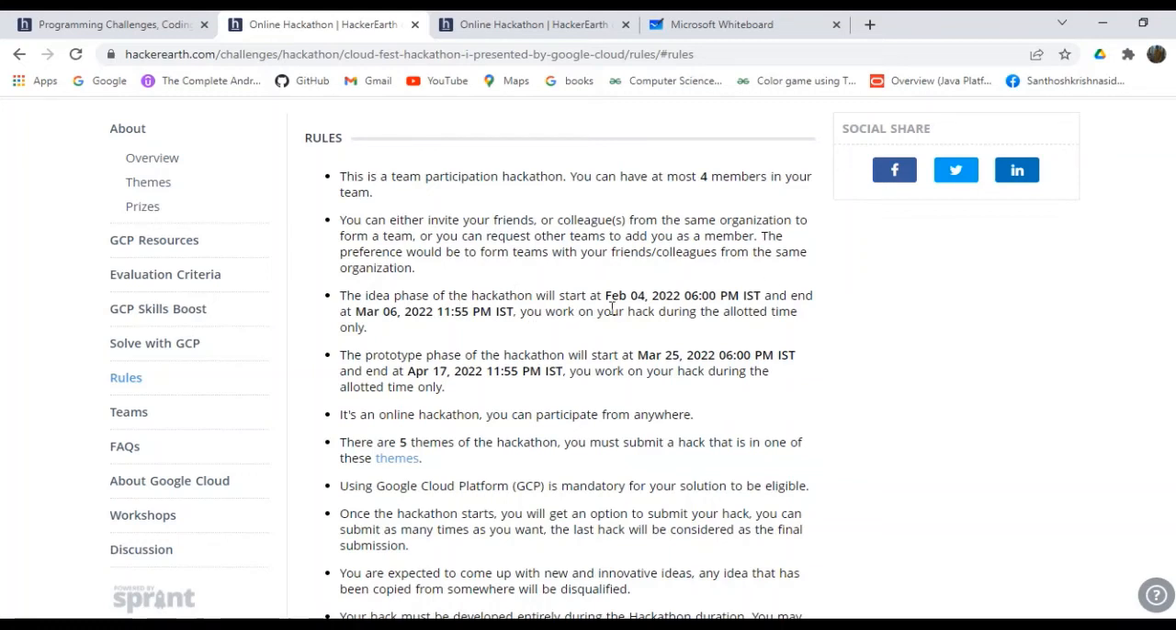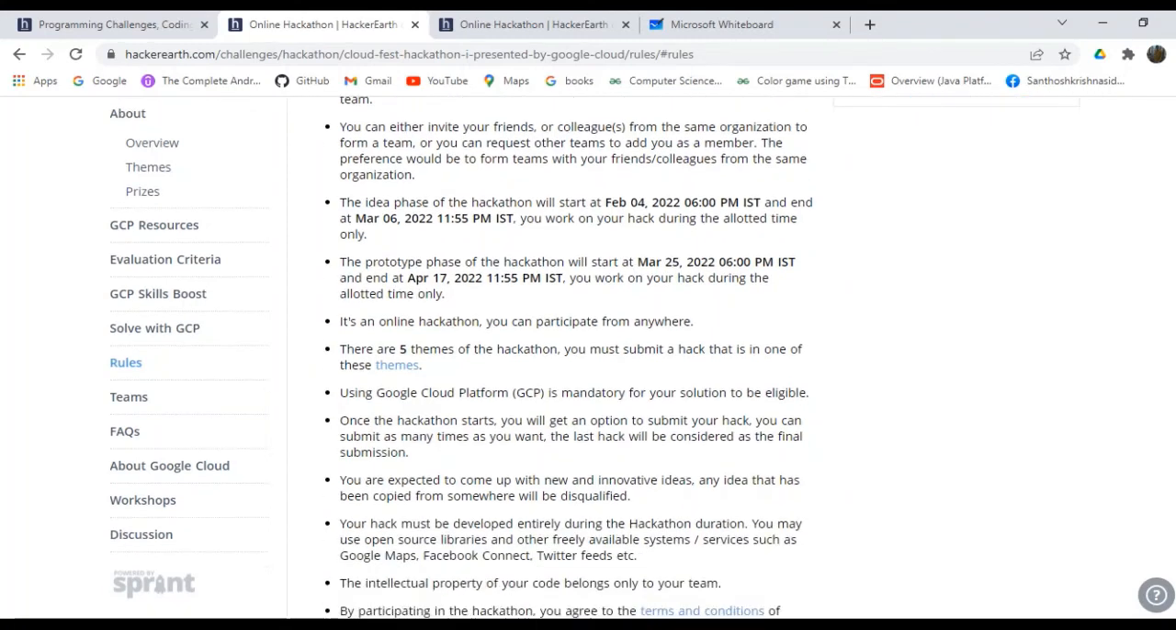So the idea phase will start from February 4th and ends on March 6th. So for the prototype, if your idea has been shortlisted, then you are allowed to go into the prototype phase. Then the prototype phase will be starting from March 25th onwards and ends at April 17th. It is a completely online hackathon, so you can participate from anywhere.